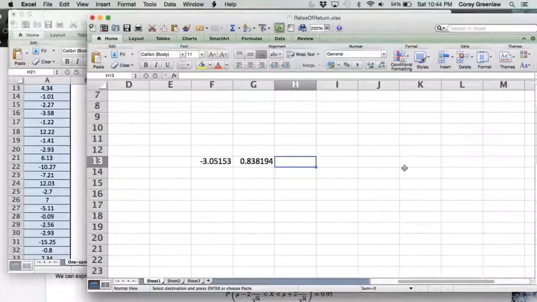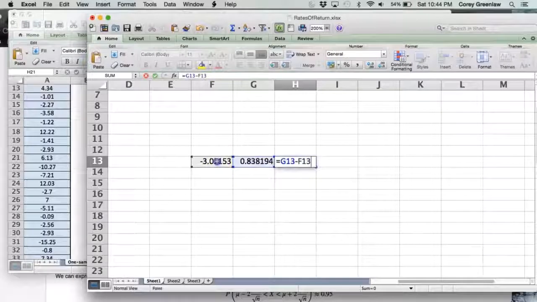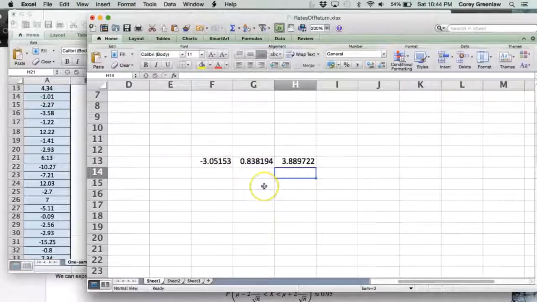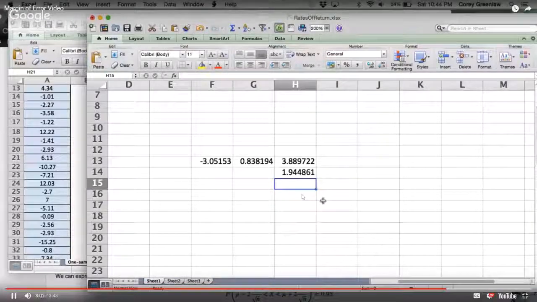I can go through and do equals this minus this, the smaller number subtracted from the larger number, and then divide by 2. So this equals this divided by 2. I divided it in half, and that is the actual margin of error.